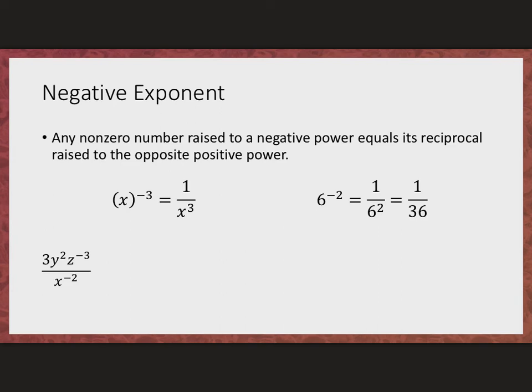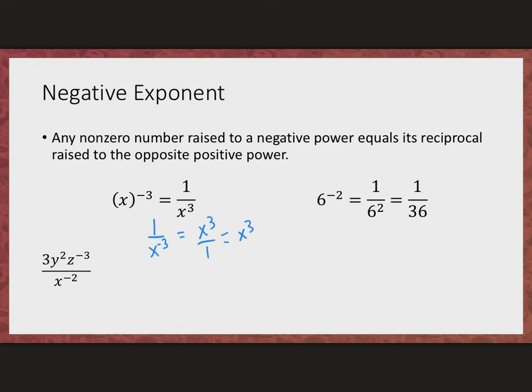Now, if it is in the denominator already, so let's say we have 1 over x to the negative 3. Well, it's already in the denominator. We can't move it to the denominator. Remember, the reciprocal flips over fractions, so the denominator will become the numerator, and that will just be x to the third over 1. Notice the sign is gone because we did the reciprocation. So x to the 3 over 1 is just x to the third.